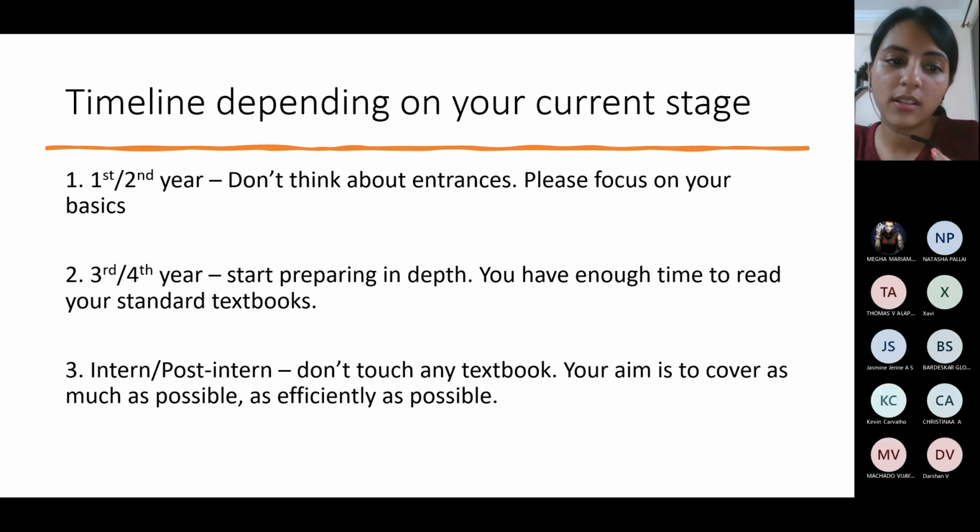And intern, post intern, you have no time to read those big textbooks, so you have to use the resources that I mentioned earlier.